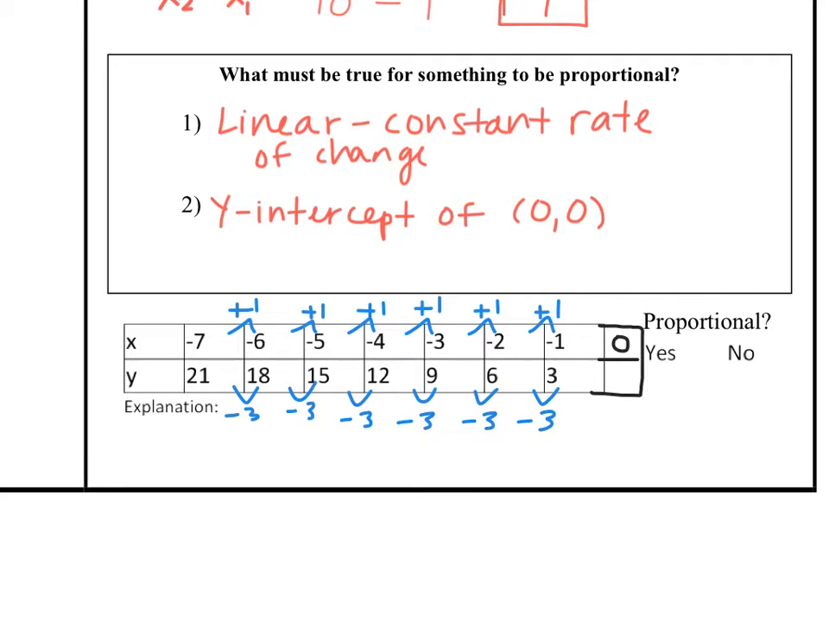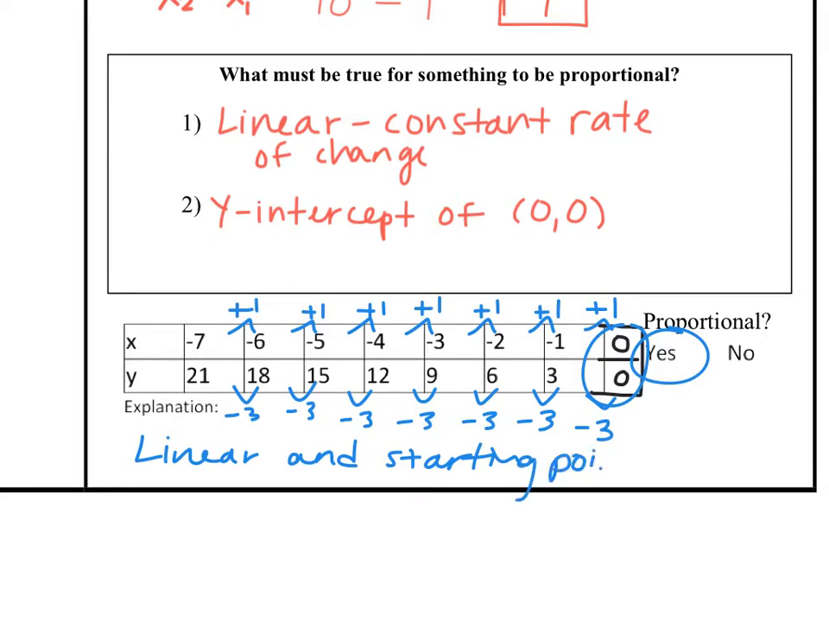So 0 would have to fit right here because negative 1, 0 comes next. If I continue my pattern, that's plus 1. So this would have to be minus 3. 3 minus 3 is 0. So my y-intercept is 0, 0. So yes, it's proportional because it's linear and has a starting point or a y-intercept of 0, 0.